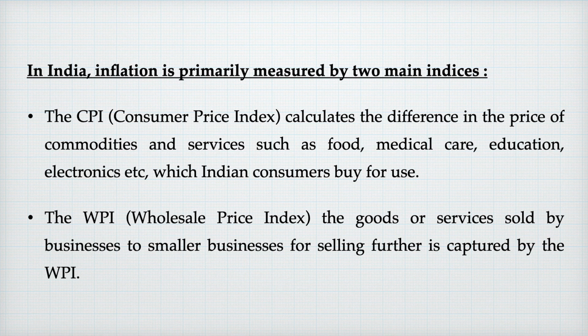Index. On the other hand, we have Wholesale Price Index. What is it? It is the goods or services sold by businesses to smaller businesses for selling further, captured by WPI. So CPI focuses on consumption, WPI focuses on manufacturing of goods and services. So these are the two indicators of inflation. Hope you have understood the concept of inflation.